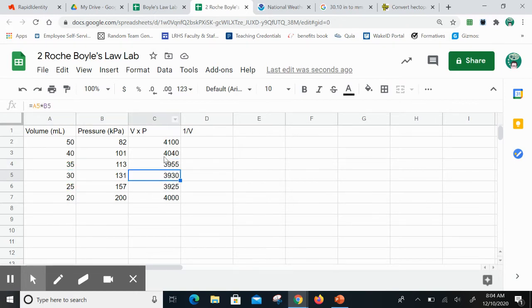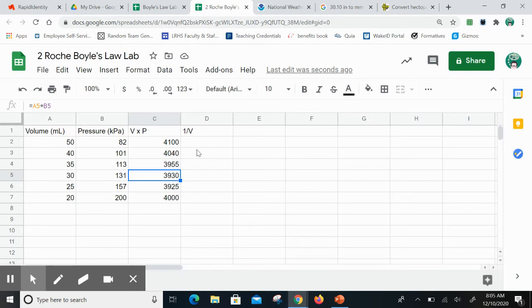So you can see here our constant thing is pretty good, especially when you consider we only have this to about two significant digits. If you round all these to two significant digits, you're between 39 and 40. I guess 41. Thanks, first one. Anyway, so this is what we're talking about: equals a constant. So the volume times the pressure equals a constant. You're getting about the same number every time, which is good.